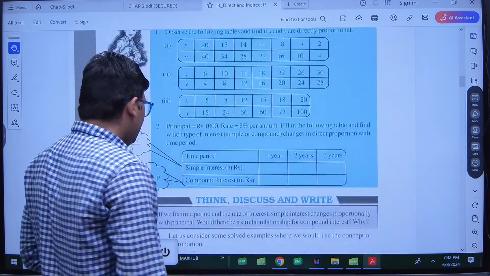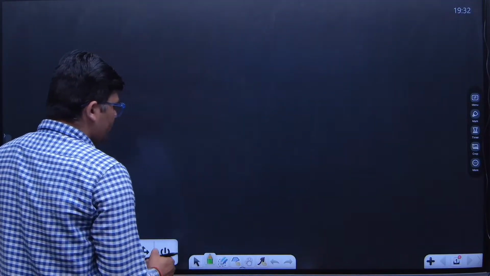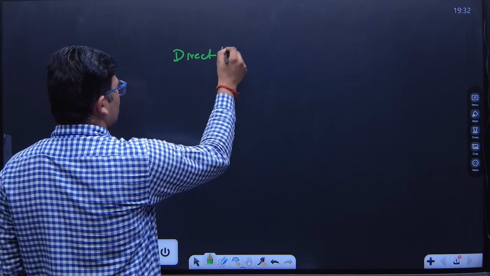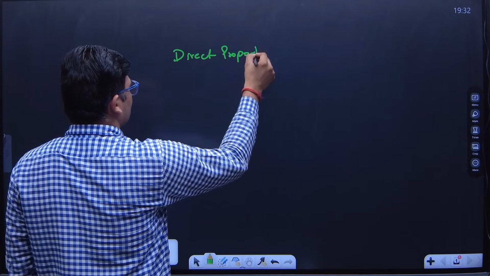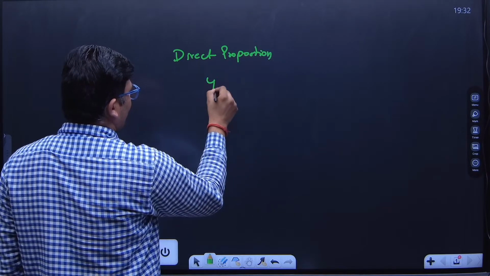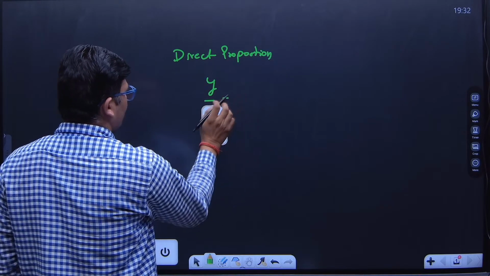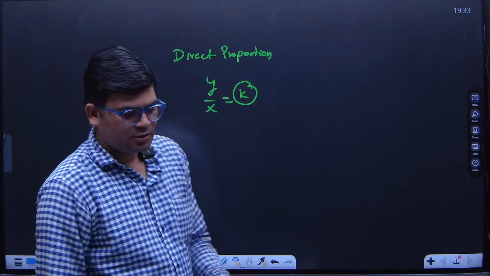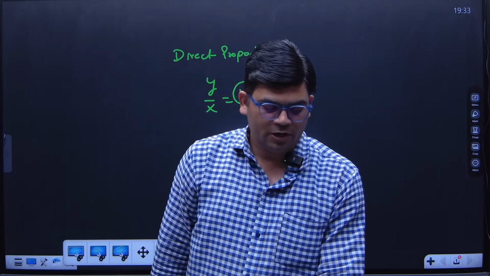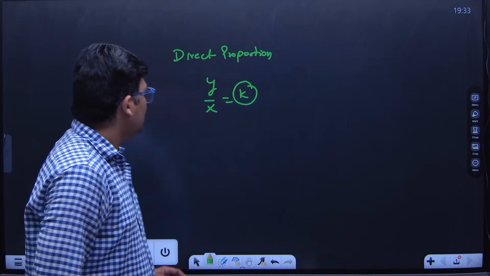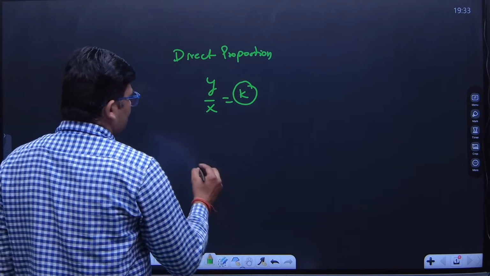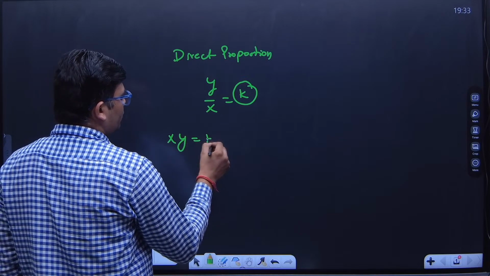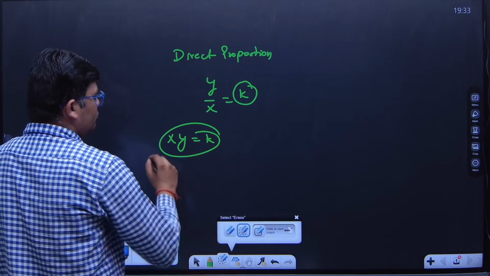So if you remember, till now what we have learned is, in case of direct proportion, what is constant? Ratio is constant. So we say y upon x is equal to k, where k is a constant. As soon as we go with the inverse proportion, we say the product is constant. So that means xy must be equal to a constant. So let us do some questions now.